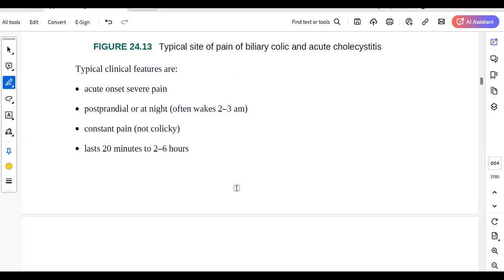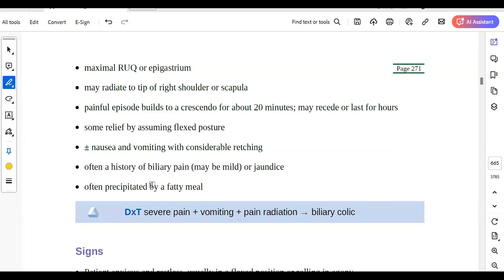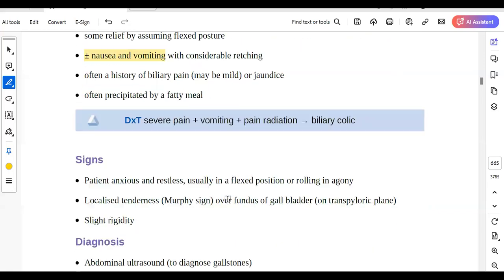So you get a patient who is coming to you with an acute severe pain in the right upper quadrant, and it started after eating a meal, so postprandial, constant pain, and then there is tenderness in the right upper quadrant. Sometimes the pain can radiate to the tip of the right shoulder or scapula. And along with that, they can also have a bit of nausea, vomiting.